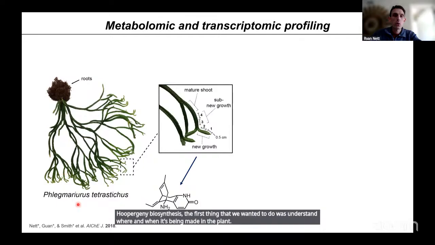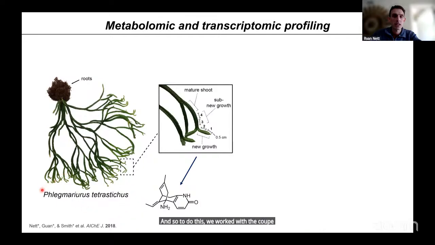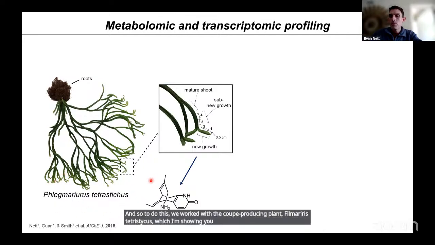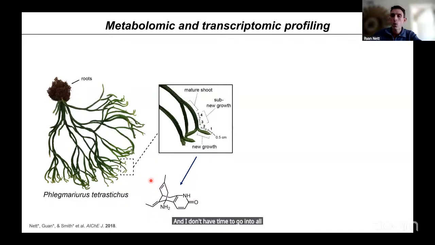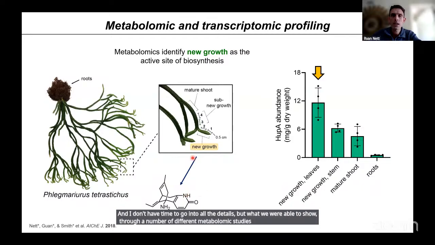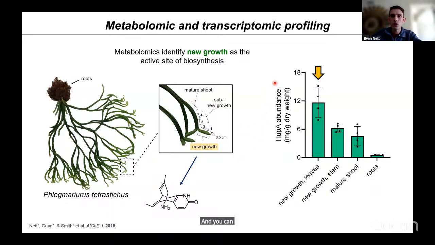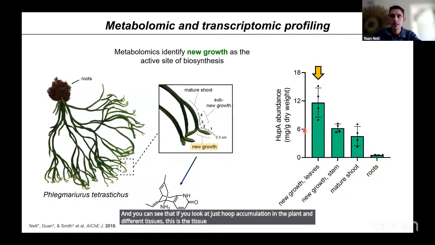And so to do this, we worked with a hupei-producing plant, Phlegmariurus tetrastichus, which I'm showing you here. And I don't have time to go into all the details, but what we were able to show through a number of different metabolomic studies is that hupei is predominantly made in the new growth of the shoot. So this green tissue at the tip of the shoot here. And you can see that if you look at just hupei accumulation in the plant in different tissues, this is the tissue where it accumulates to the highest level, suggesting active biosynthesis.